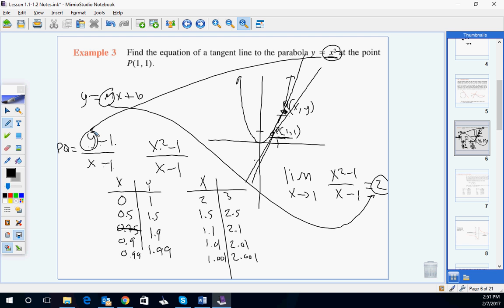So now we went and looked and said, what's really happening? Well, what's really happening is it's approaching 2 still. So 2 is essentially what it's approaching. Therefore, we call it our limit. That's the slope of the tangent at that point. Yes?